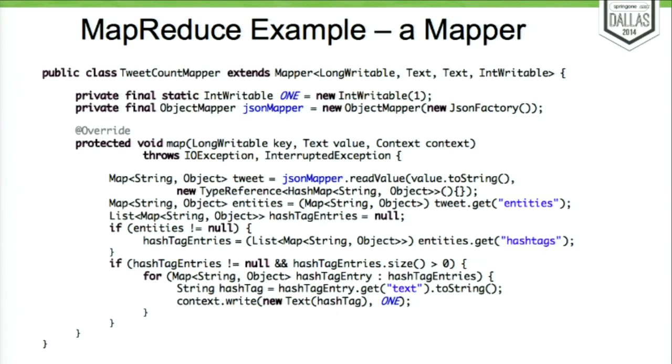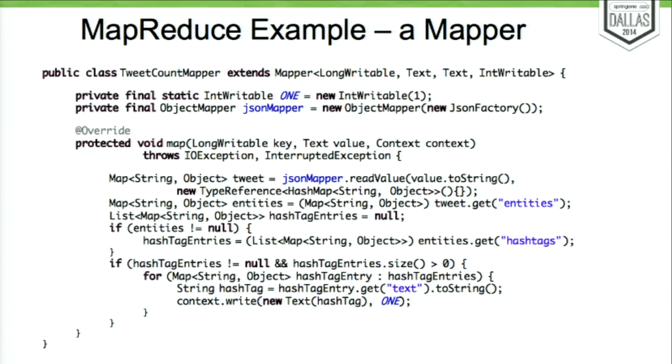So this is my mapper. This is a standard Hadoop mapper. This has no Spring in it. So I get the text value in. I create a JSON mapper, and I pull out the entities. And for each entity, I get the hashtags. And for each hashtag, I loop over this and write the hashtag and the count of 1 for each time I come across a hashtag.